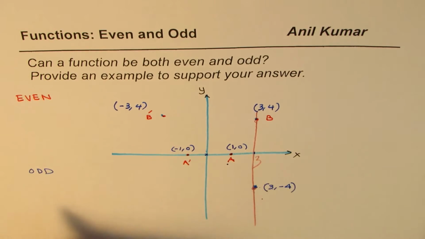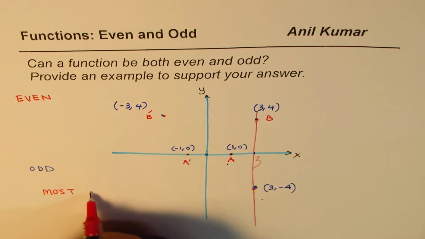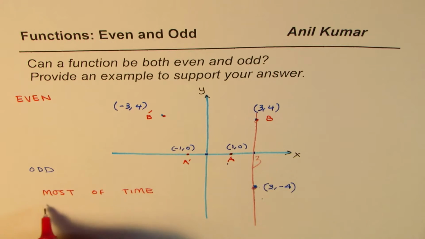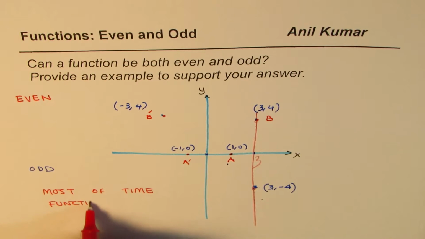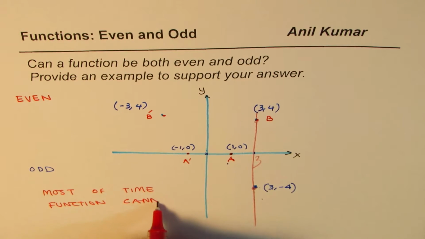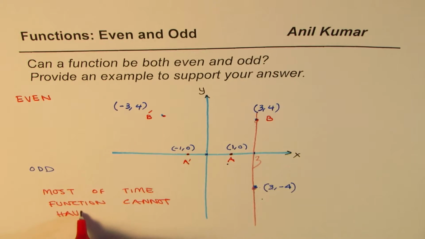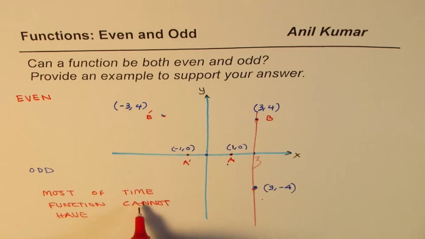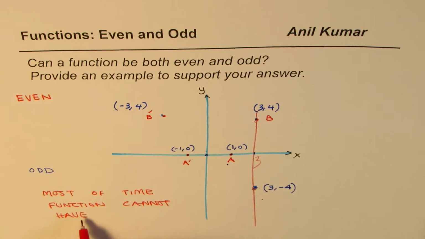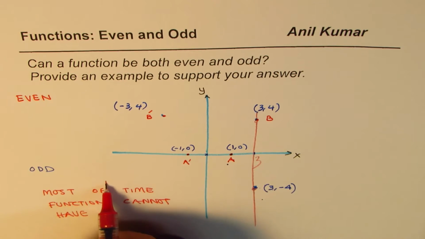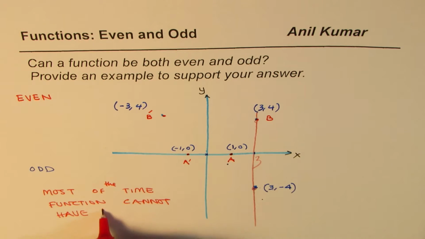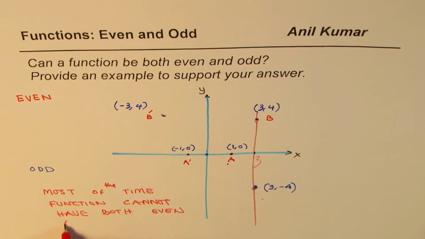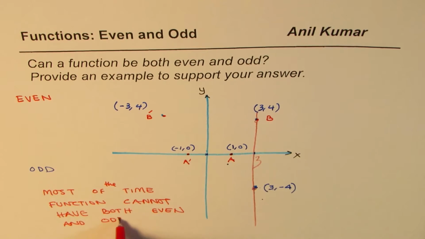So we conclude that most of the time, a function cannot have both even and odd symmetry. Now I'm writing most of the time, right? So that means there must be some time when we could have, right? Think about it. Take some time to think about it. Let me complete this statement. Most of the time, a function cannot have both even and odd symmetry.